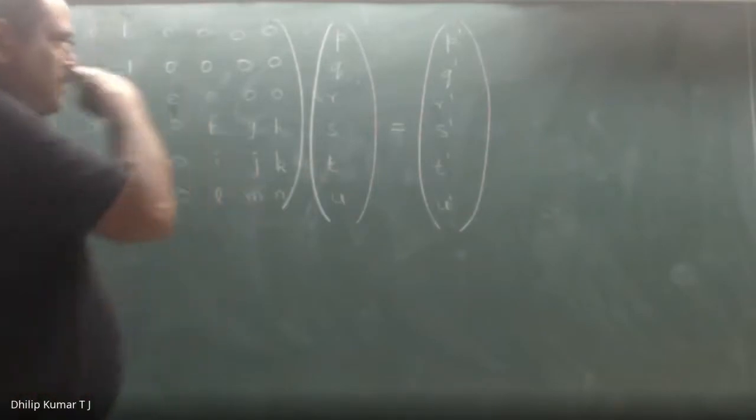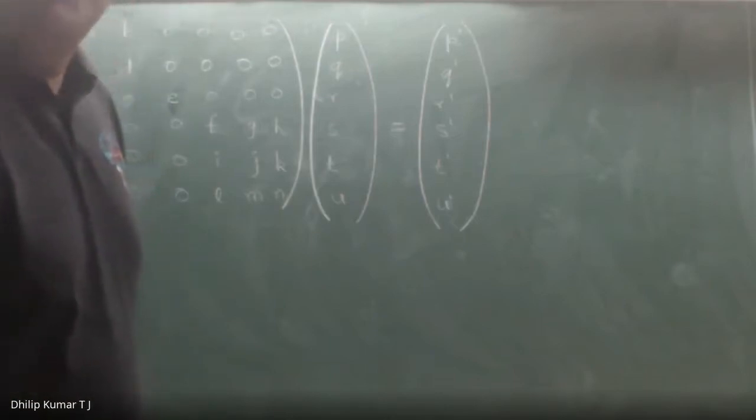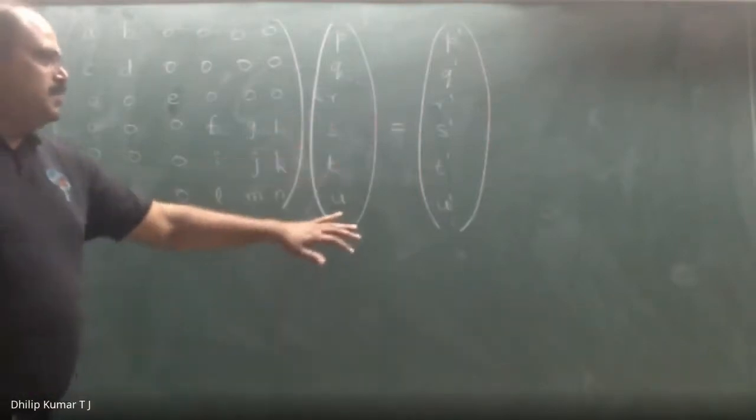In a matrix form, I have just written a matrix here. I hope it is visible. Let me close this. Okay, so I hope it is visible now. So I have written a 6 by 6 block diagonalized matrix, and this is called representation.